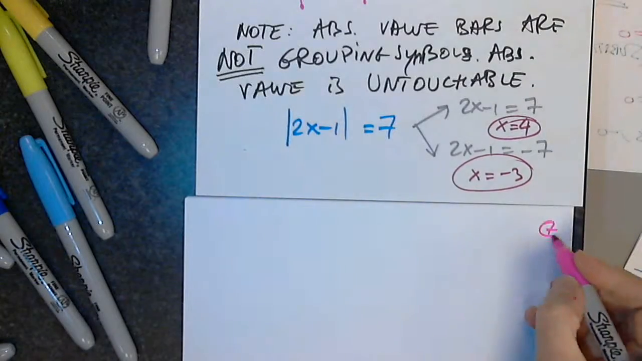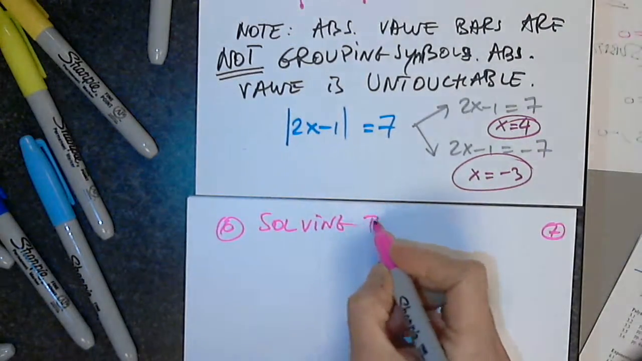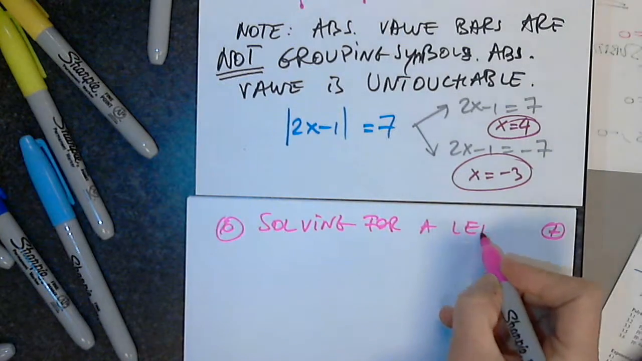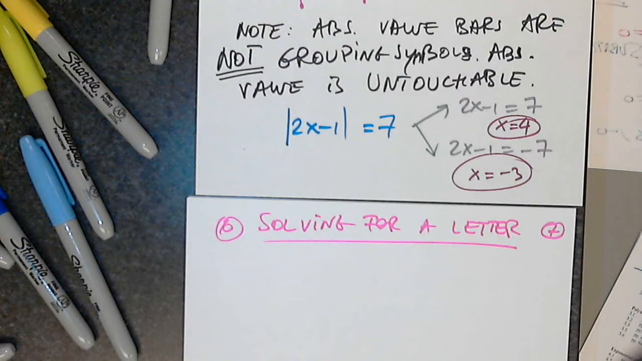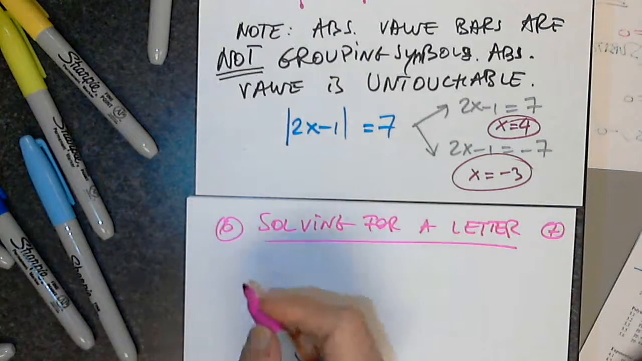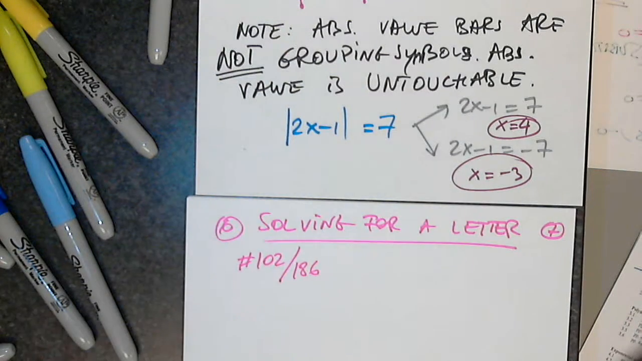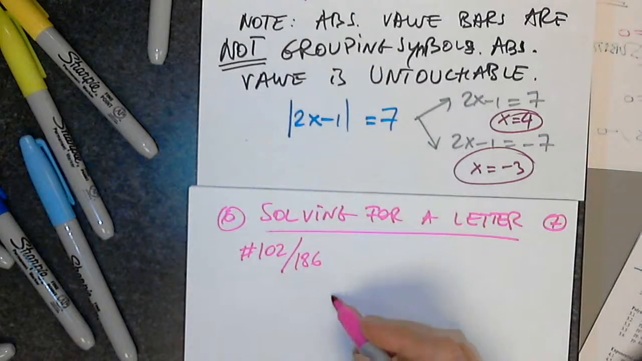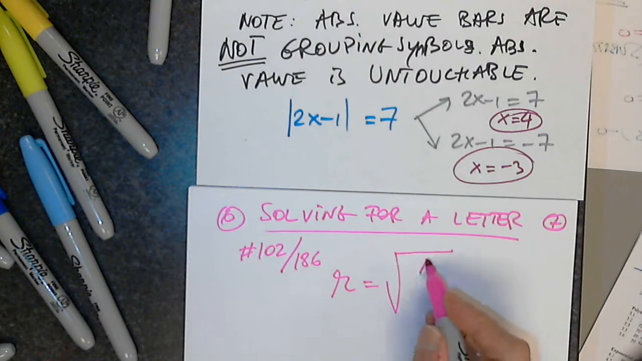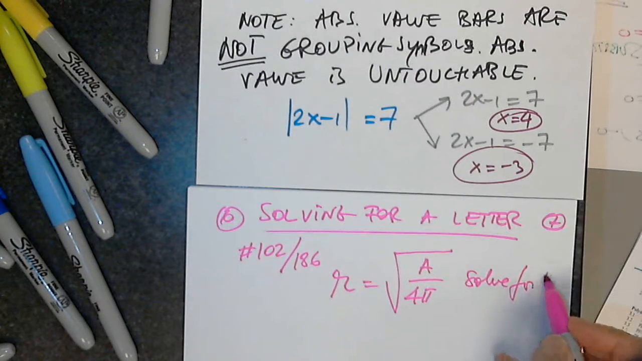Okay. Last type, solving for a letter. Problem 102 on page 186. And here it is. R equals the square root of A over 4 pi. Solve for A.